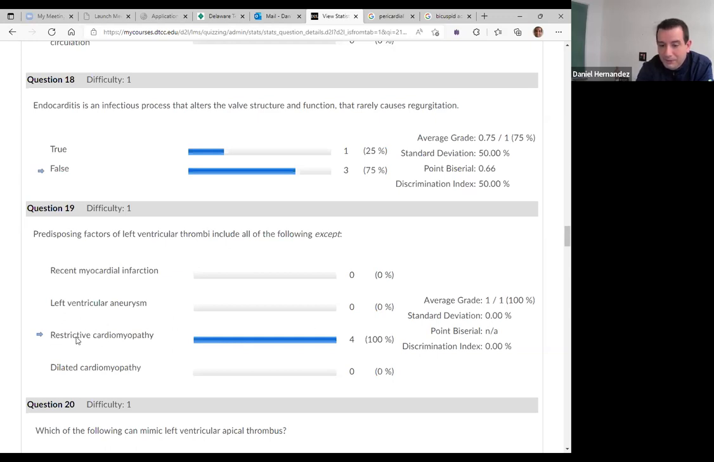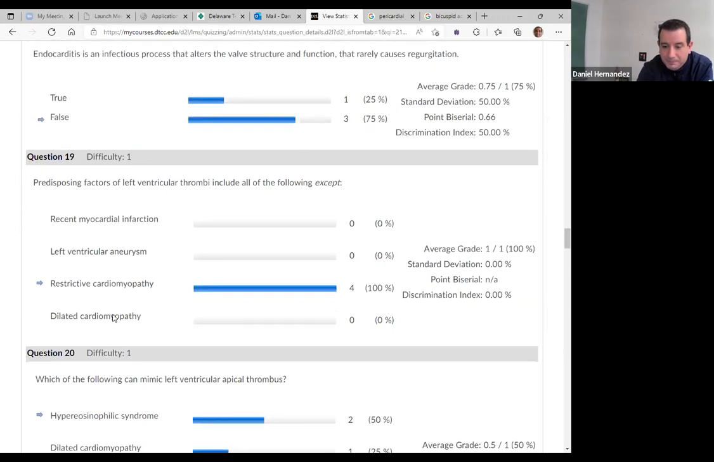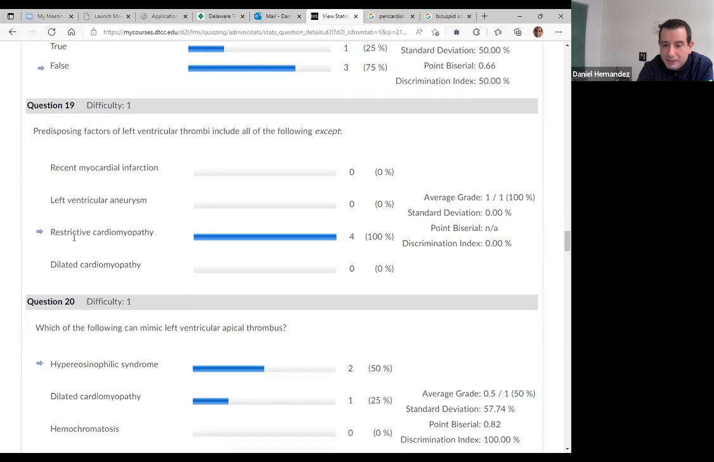So the one that doesn't fit the bill would be restrictive cardiomyopathy, because in this we typically have sustained or preserved, better word, systolic function. So this will not create that conducive environment for developing ventricular thrombi. So had this said atrial thrombi, for sure, restrictive cardiomyopathy, definitely, that would fit the bill.